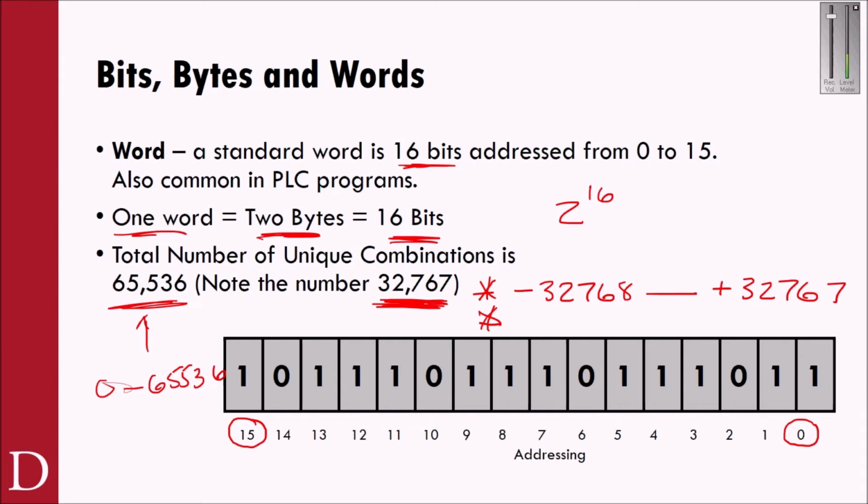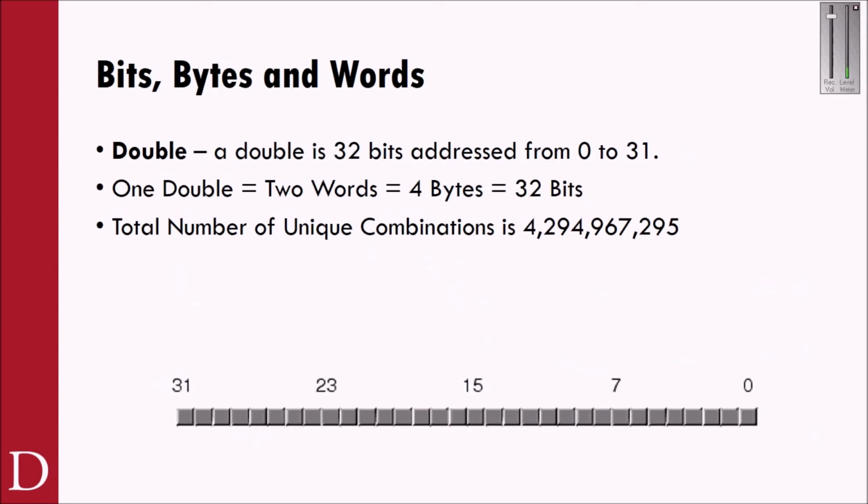But there are some other things that we can do to count beyond 32,767. We can roll over. We could have nested or daisy chaining of things. So there's lots of things that we can do. So word, 16 bits in a word, 2 bytes, so on and so forth. And then the double. The double is a collection of 32 bits. Notice it's addressed from 0 all the way up to 31.